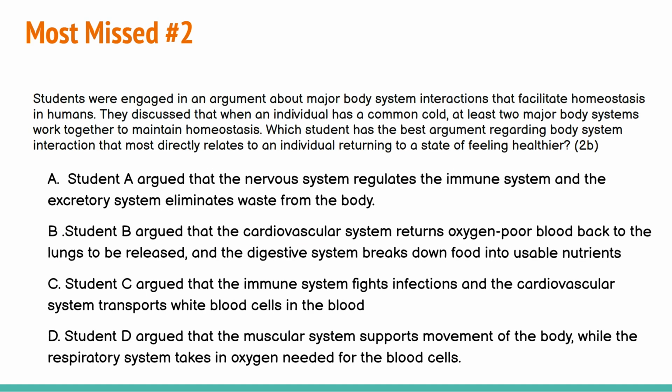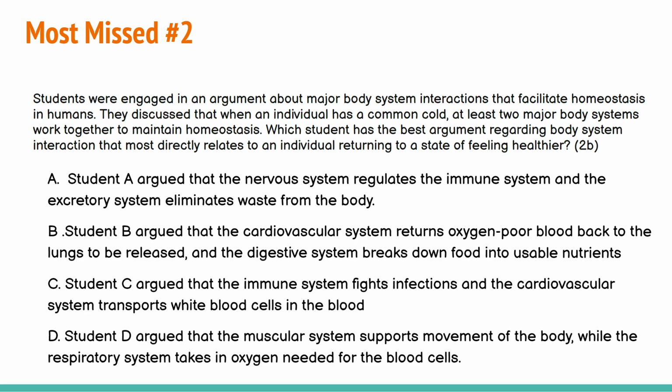Next question. Students were engaged in an argument about major body systems interaction that facilitate homeostasis in humans. They discussed that when an individual has a common cold, at least two major body systems work together to maintain homeostasis. Which student has the best argument regarding body system interaction that most directly relates to an individual returning to a state of feeling healthier? So, right here we have common cold and two systems are involved. Let's see which ones they are.